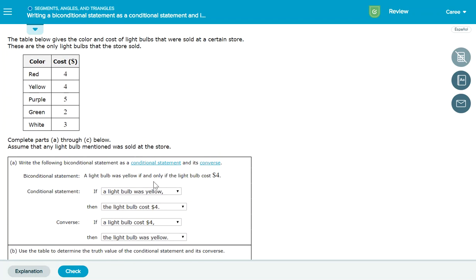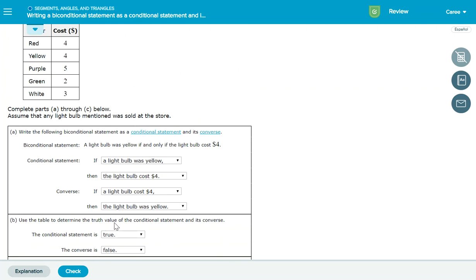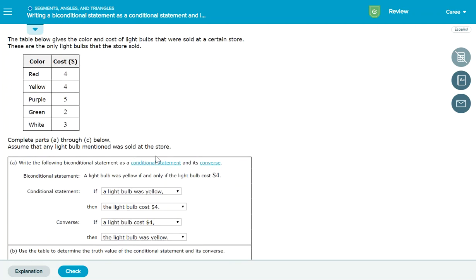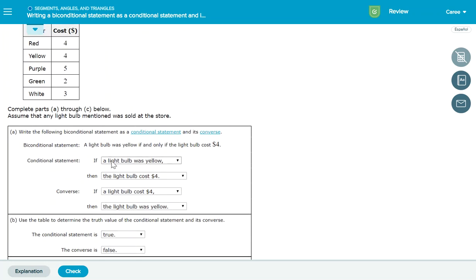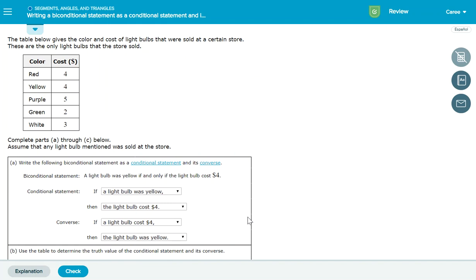I think the hardest part with these is part B, trying to figure out if the conditional statement and converse are true based on looking at the table. So be careful. You can only look at the part of the phrase that it's saying at the beginning. So if a light bulb is yellow, go and look at just the yellow ones. But on the second one, if the light bulb costs $4, I'm going to find everything that costs $4, and there's two here. That's the problem. Because if the yellow one was the only one that cost $4, then that part would have been true. Alright, so good luck with these. I'm looking forward to seeing you all doing well.